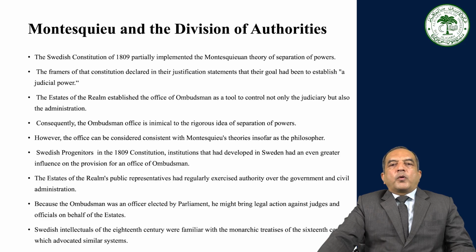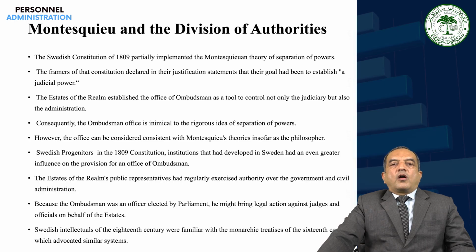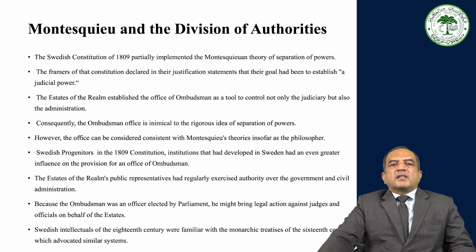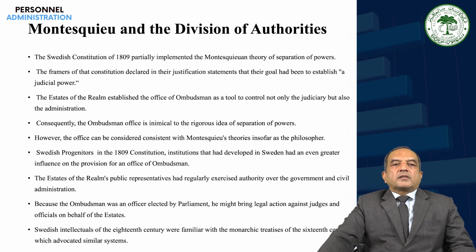While the ideology of the time was evident in the 1809 constitution, institutions that had developed in Sweden over the centuries before had an even greater influence on the provisions for an office of the ombudsman. Under various constitutions, the states of the realm's public representatives had regularly exercised authority over the government and civil administration. Examples of such instances were when parliament had served frequently as a court in politically charged cases, and when the states had established specialized courts.